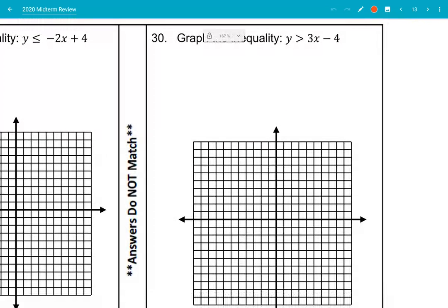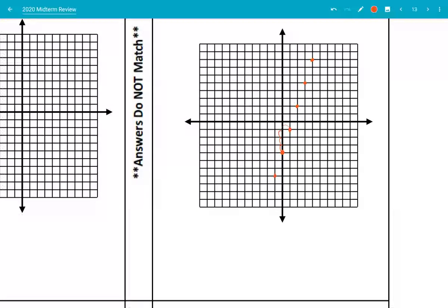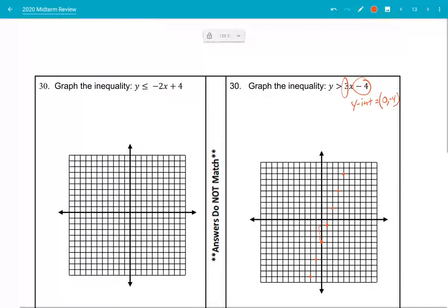All right, y is greater than 3x minus 4. Well, let's find the b value right there, minus 4. So 1, 2, 3, 4. The y-intercept is 0, negative 4. The slope is 3, so we go up 3 and over 1, up 3 over 1, up 3 over 1, up 3 over 1. Down 3. Okay, now this is an inequality, so we got to find a couple things.